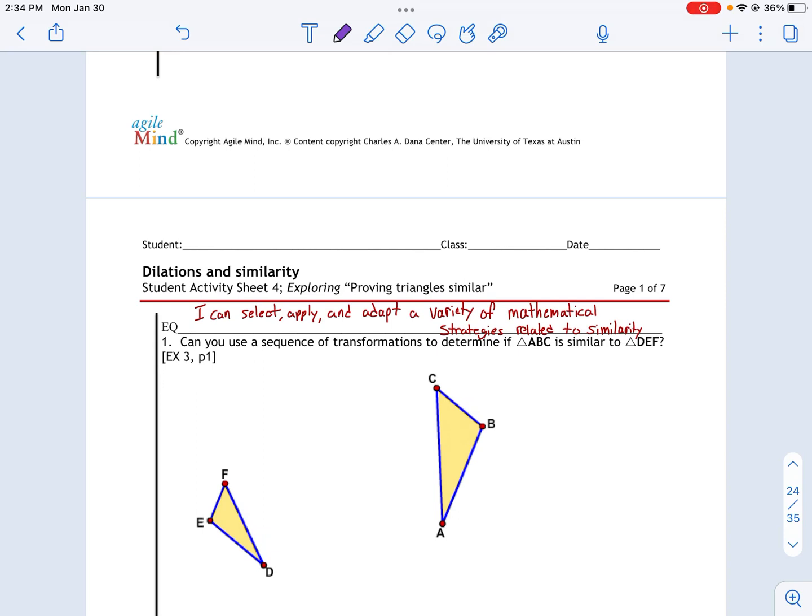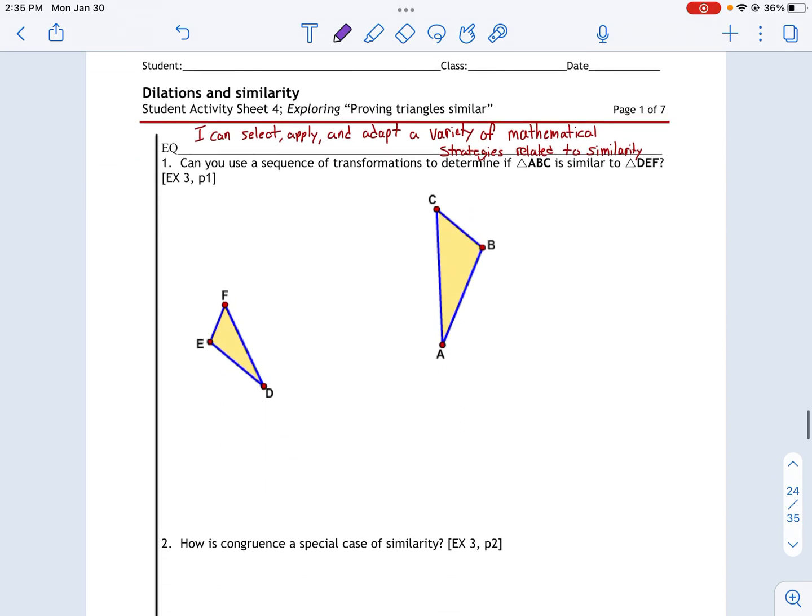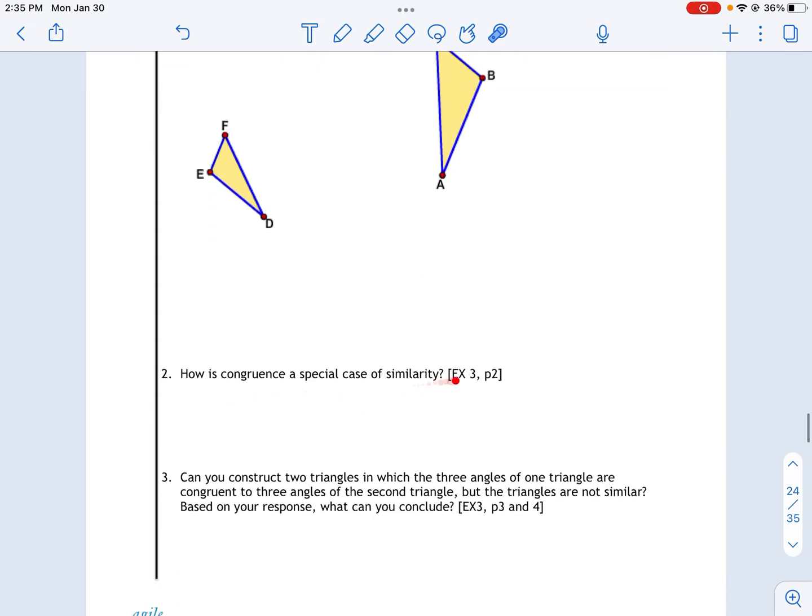We're going to select, apply, and adapt a variety of mathematical strategies related to similarity. Again, we're going to focus on triangles for the most part today and the side angle side, all that stuff we learned. I believe it was 2 topics ago in first semester. So, number one, it says, can you use a sequence of transformations to determine if triangle ABC is similar to DEF? So, can we get it to this triangle? Can we do some stuff to it to make it turn into this triangle?